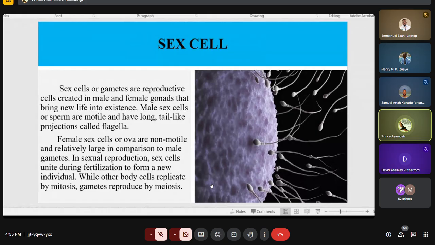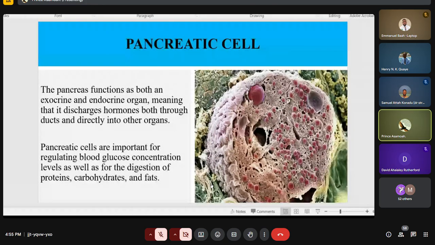So we have, let's go to the pancreatic cell. We are saying that the pancreas functions both as an exocrine and endocrine organ. It produces hormones. Also, it produces digestive enzymes. So the digestive enzyme part is the exocrine, and the hormone production part is the endocrine. Now, pancreatic cells are important for regulating blood glucose concentration. The pancreas plays a key role in glucose regulation.